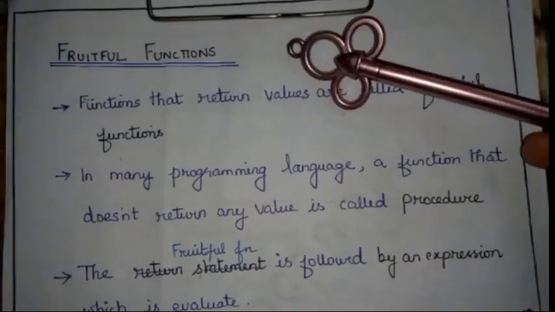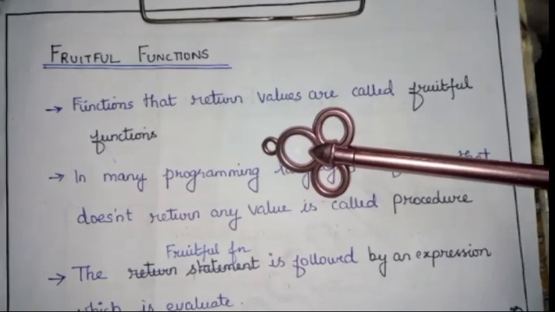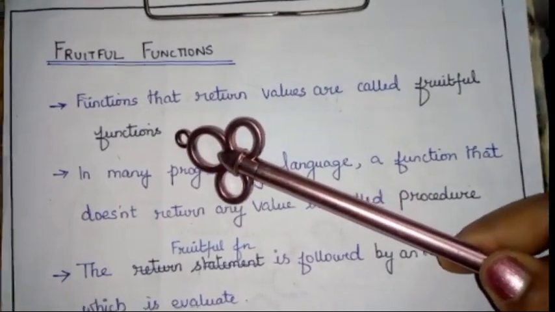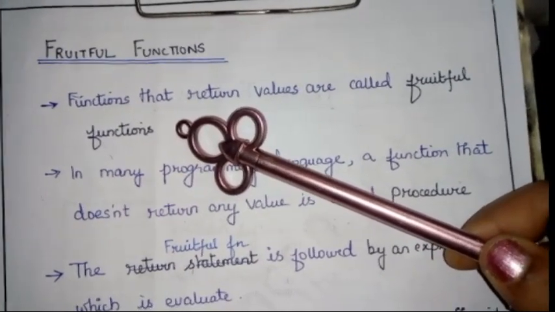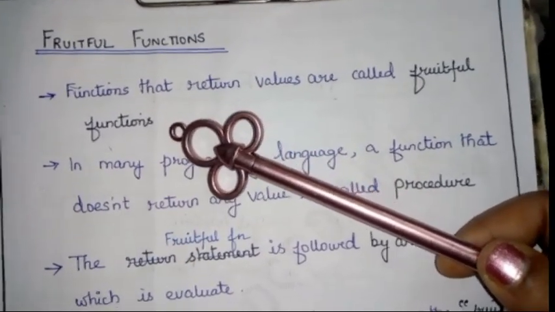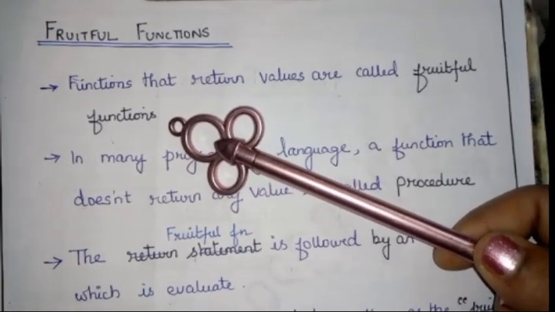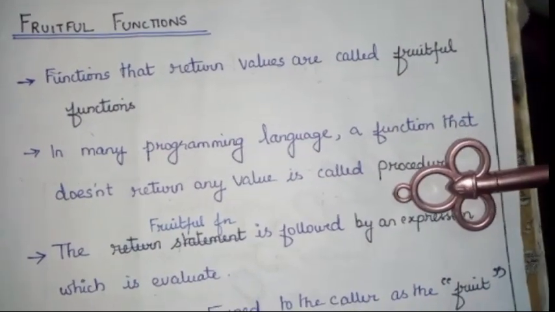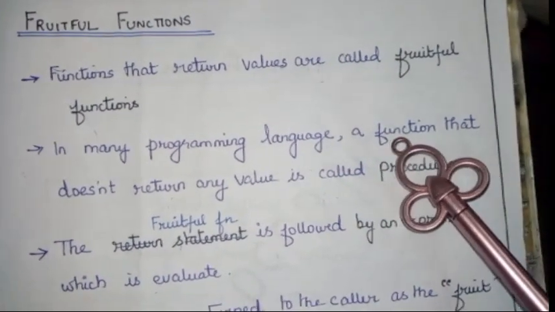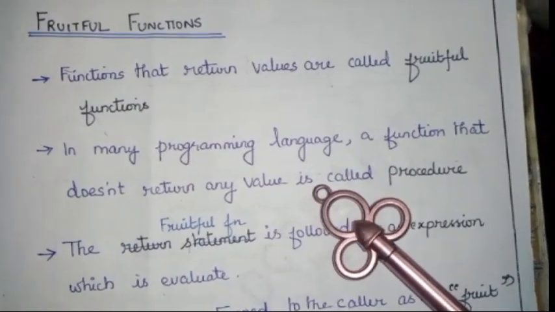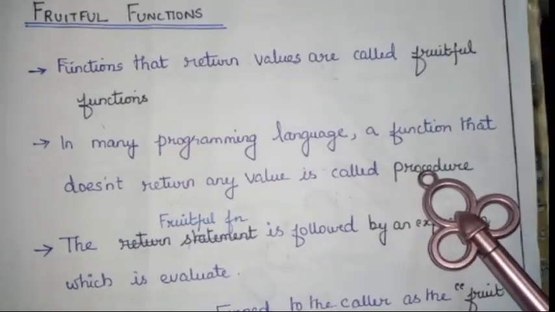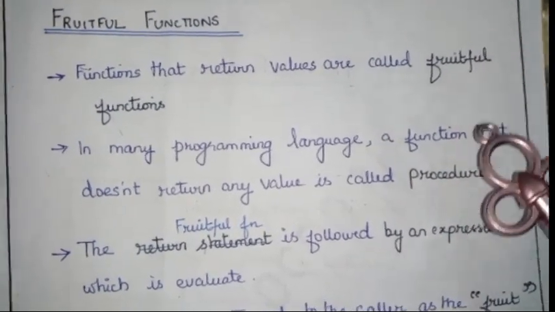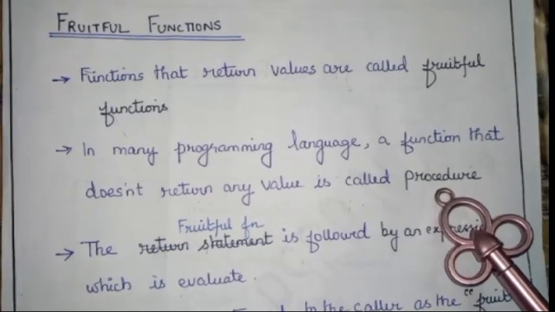So what is a fruitful function? The function that returns value are called fruitful functions. If a function is going to return a value, if it is going to return something back, then it is called a fruitful function. What happens if a function does not return anything? Then it is called a procedure. In many programming languages, the function that doesn't return anything is called as a procedure. If a function returns a value, then it is called a fruitful function. If it does not return anything, it is called a procedure.